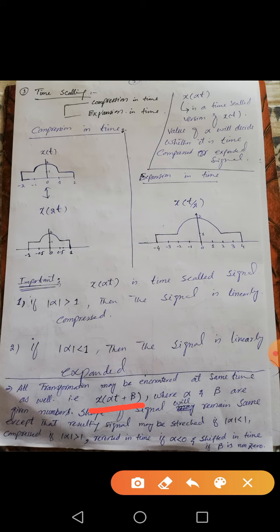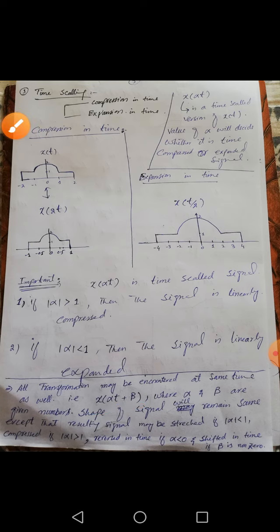The shape of the signal will remain the same, except that the resultant signal may be stretched if the magnitude of alpha is less than 1. In this case, if alpha is less than 1, the resultant signal will be stretched or expanded. It is compressed if the magnitude of alpha is greater than 1. This signal will be compressed if alpha is greater than 1.